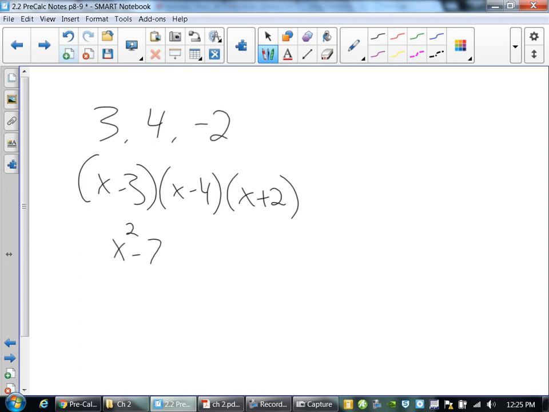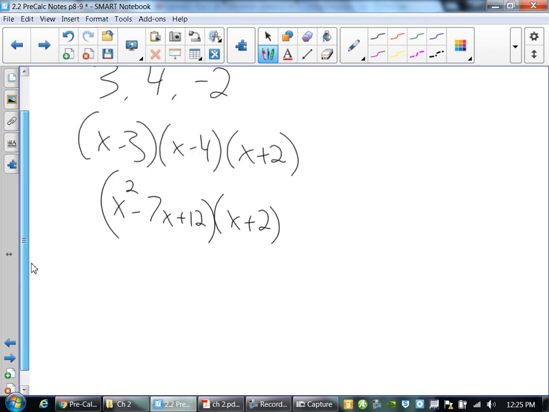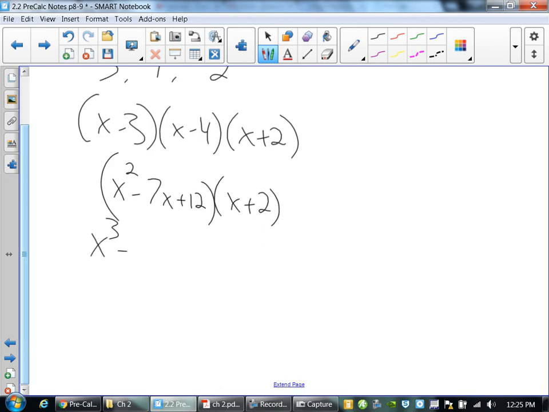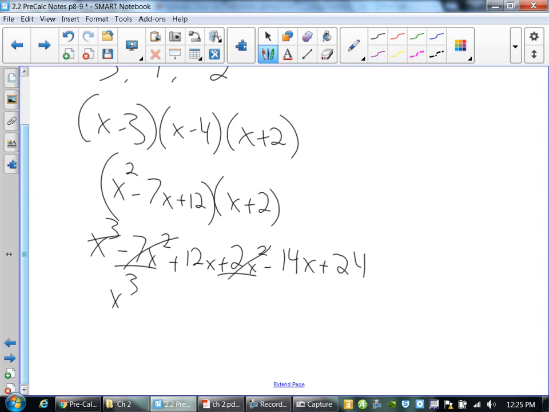You get x squared minus 7x plus 12. And then you still have to FOIL out, or distribute out, an x plus 2. Put everything in descending order. And I know you guys have all done this in the past. Now combine your like terms. X cubed, we have negative 7x squared, positive 2x squared, so I get negative 5x squared. 12x minus 14x would be negative 2x plus 24. Okay, and that would be your function.